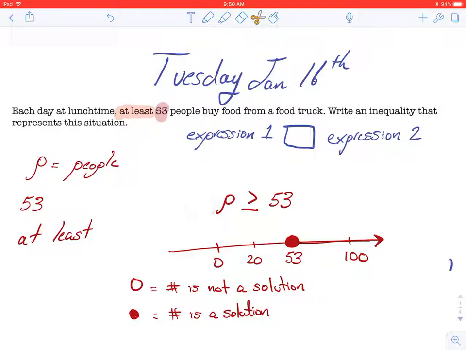All right, guys, so now you can go ahead and move on to the lesson 4.1 activity in Big Ideas Online.